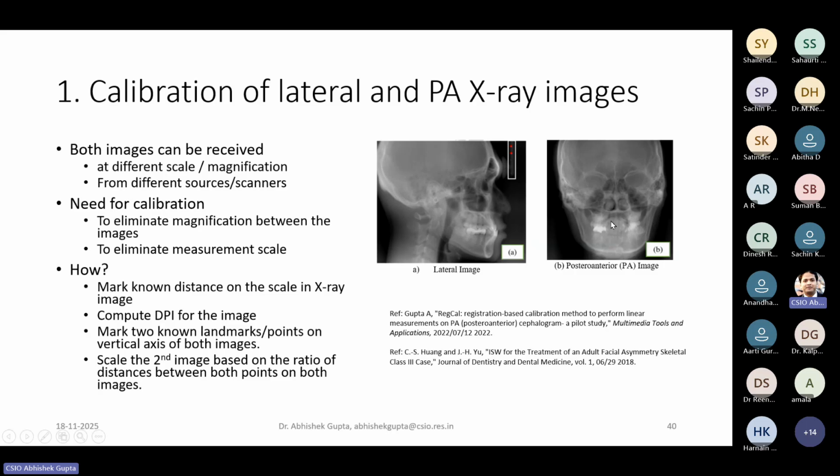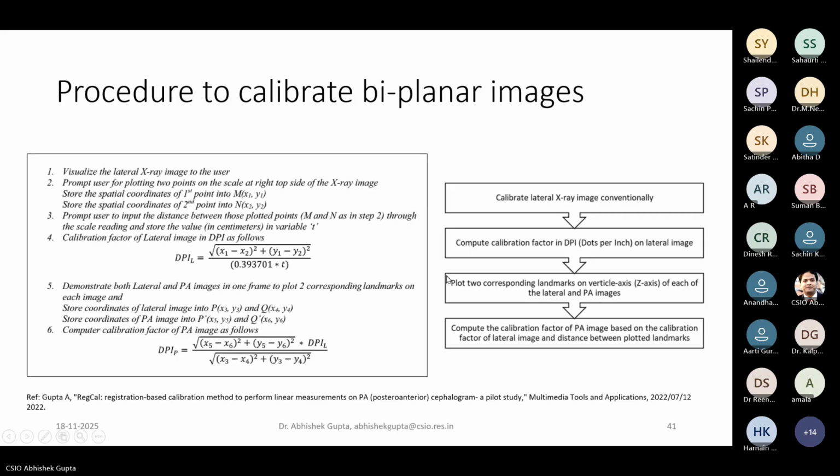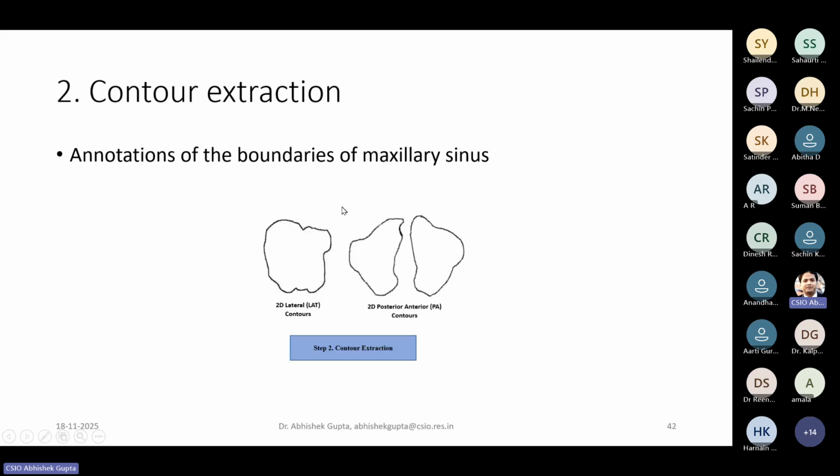So we have equated those distances and then calibrate the image. This is just a basic idea of how to calibrate the posterior anterior image. Once both the images are calibrated, this is the procedure, or algorithmic-wise, I have included this, and it is also available in that article. You can read that article here. Just plotting two landmarks on the vertical scale is sufficient to calibrate the other image.